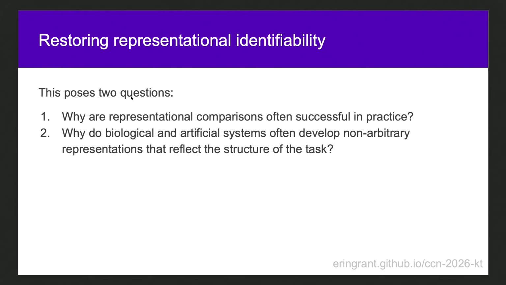Okay, so that poses two questions. Kind of all that I presented so far is a little bit pessimistic. But actually, I don't think the situation is so bleak, because what we often see is that when we do representational comparisons, so if we look at our fMRI data, there often is structure. It's not arbitrary. So even though it can, in theory, be arbitrary, in practice, it often looks similar to the task structure. And secondly, that also poses the question: why do biological and artificial systems often develop non-arbitrary representations that reflect the structure of the task?